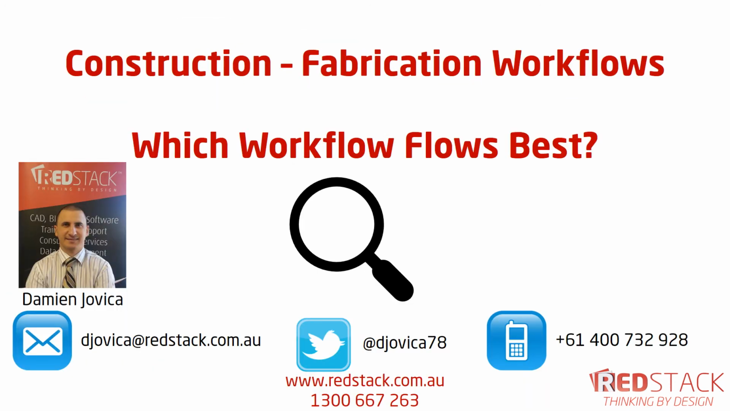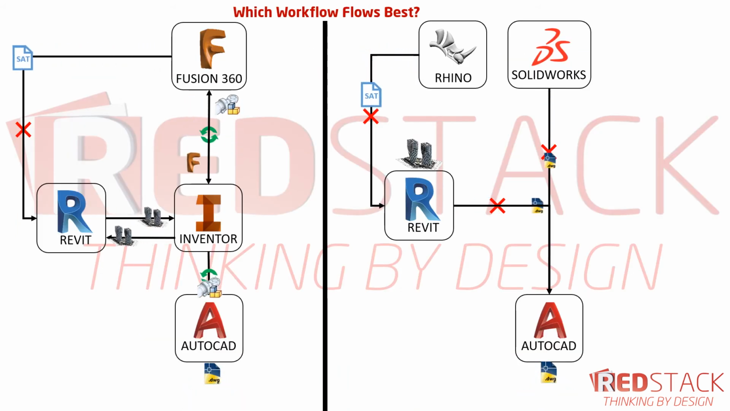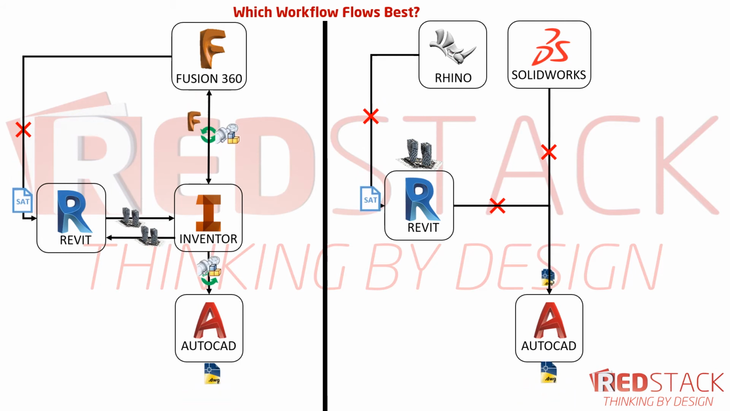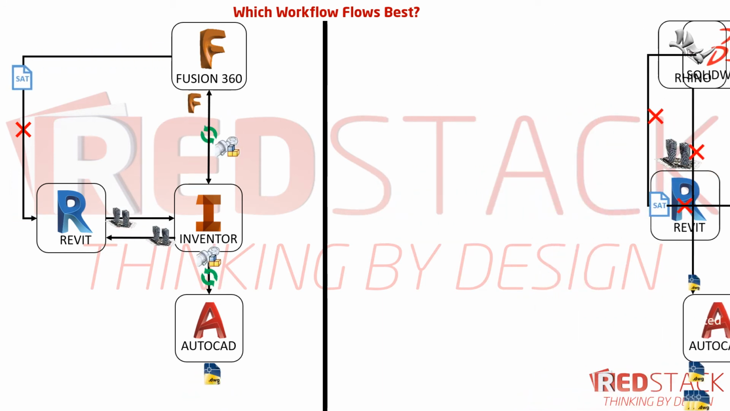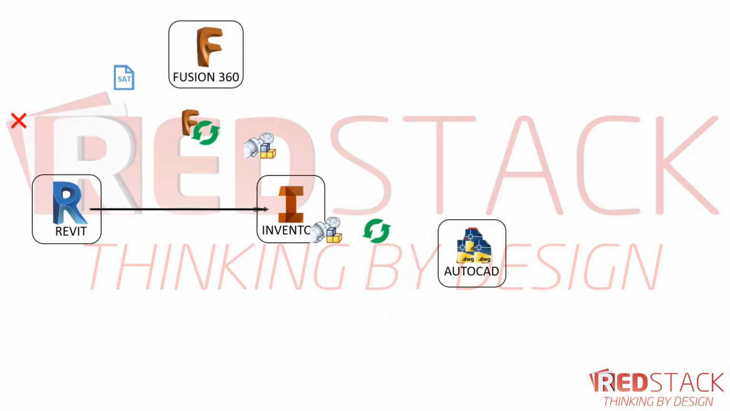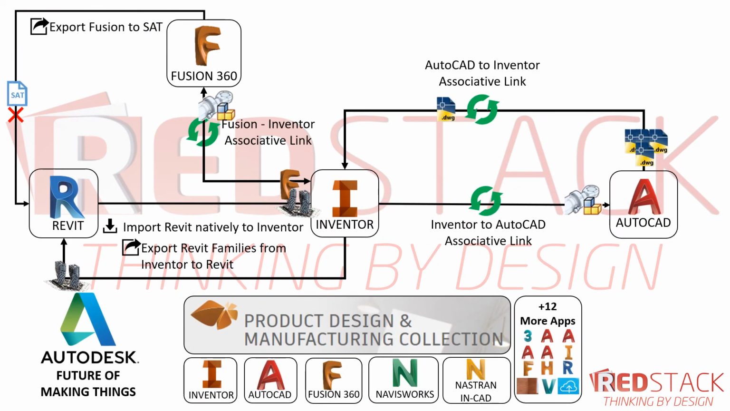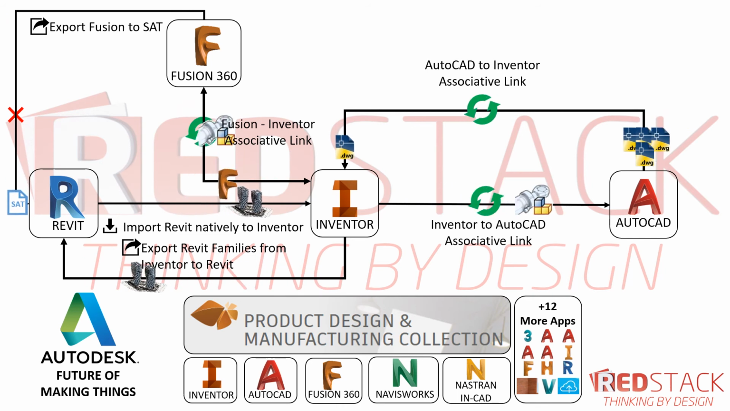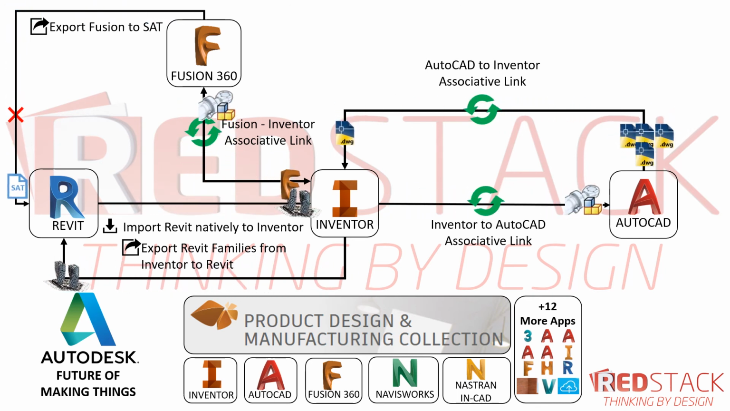So let's have a look at which workflow flows best side by side. On the left here, you've got a connected workflow between Revit and the Product Design and Manufacturing collection. On the right here, you've got this disconnected workflow using Solidworks, Rhino, AutoCAD and Revit. So let's have a look at that workflow back in action. You've got Revit and Inventor talking to each other, Fusion and Inventor talking to each other, and Inventor and AutoCAD talking to each other. That's just a small look at the Product Design and Manufacturing collection.